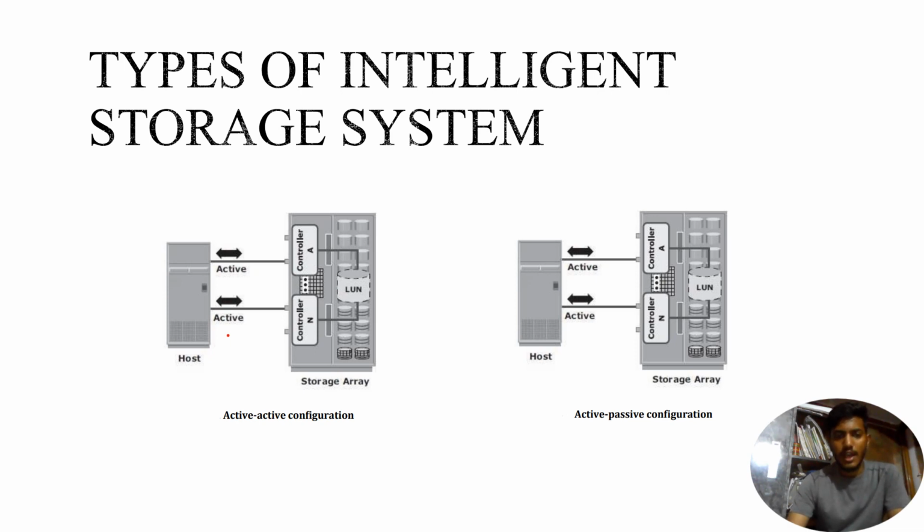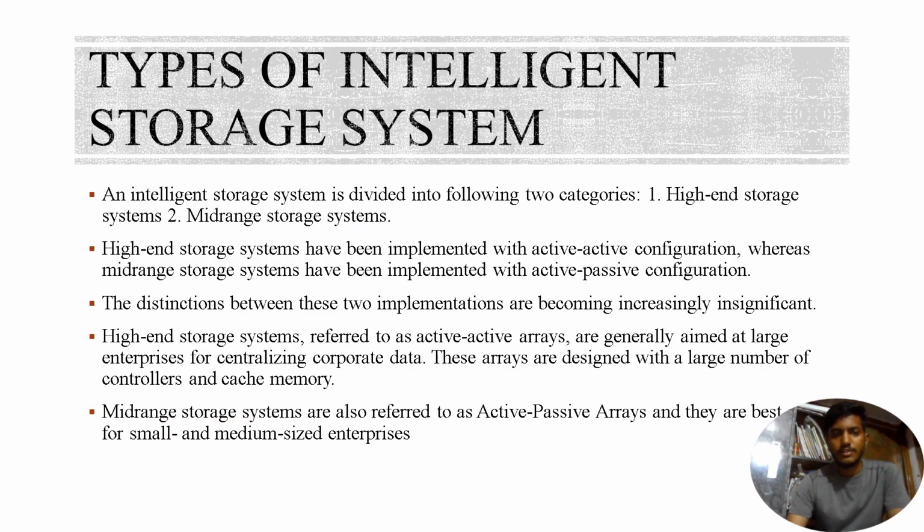Next, types of intelligent storage system. It is active-active configuration and active-passive configuration. An intelligent storage system is divided into the following two categories: high-end storage system and mid-range storage system. High-end storage systems have been implemented with active-active configurations, whereas mid-range storage systems have been implemented with active-passive configuration. The distinction between these two implementations is becoming increasingly insignificant.